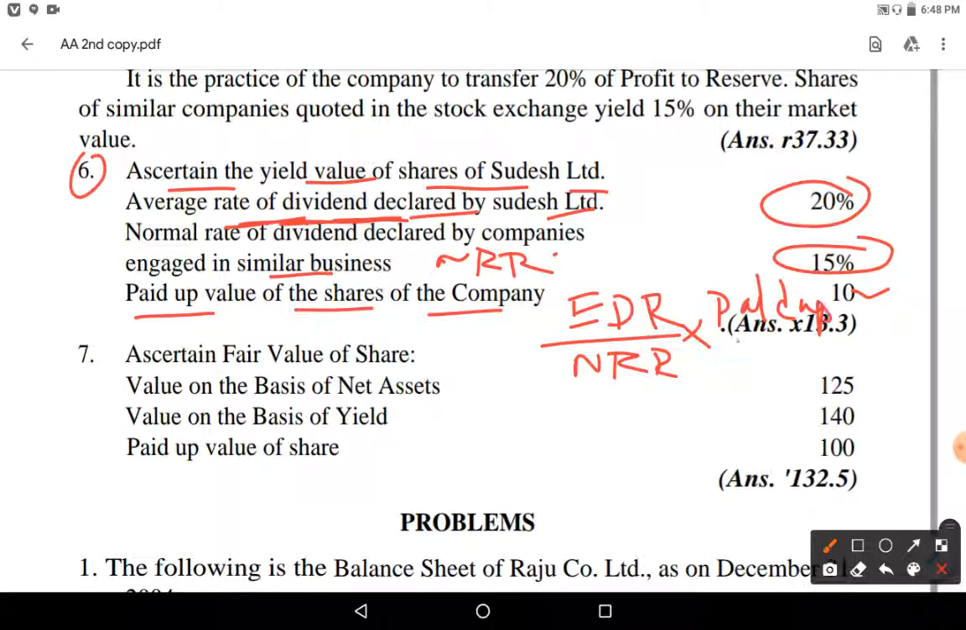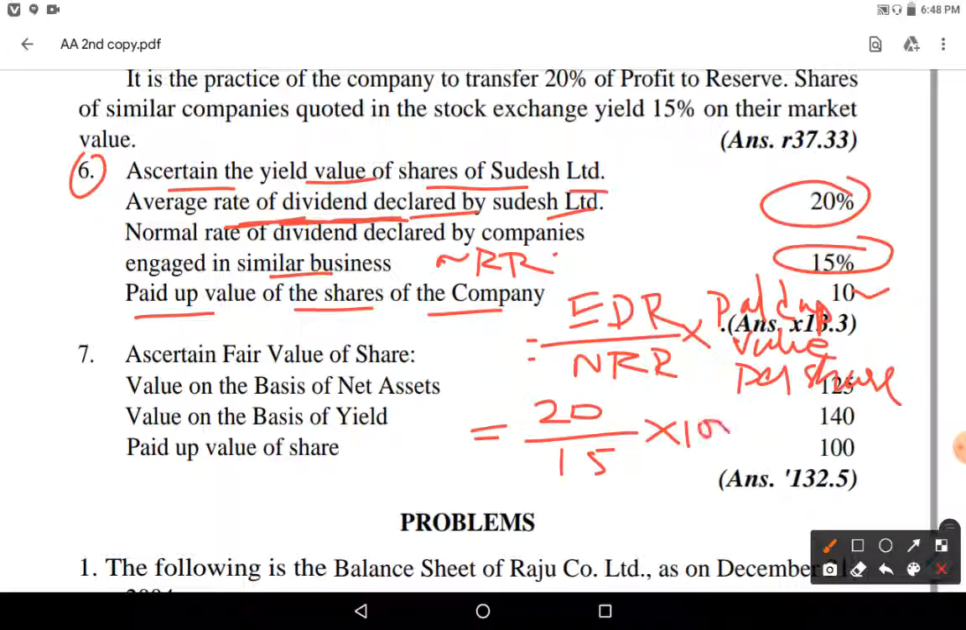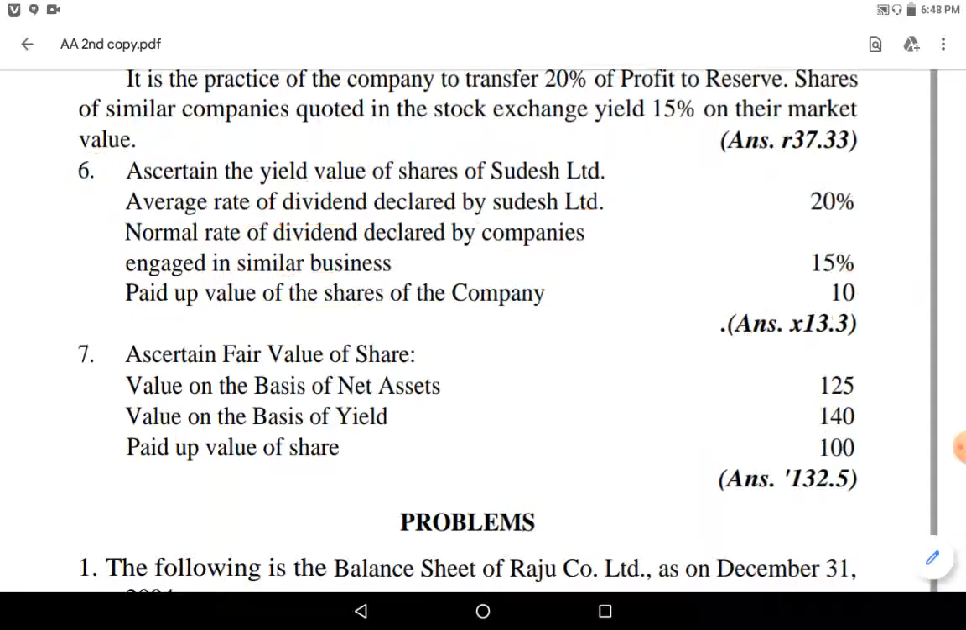Paid up value per share, so equals 20 divided by 15 into 10. 10 is the value, and it will be 13.33, your answer. Very simple. If you remember the formulas, you can do this method.